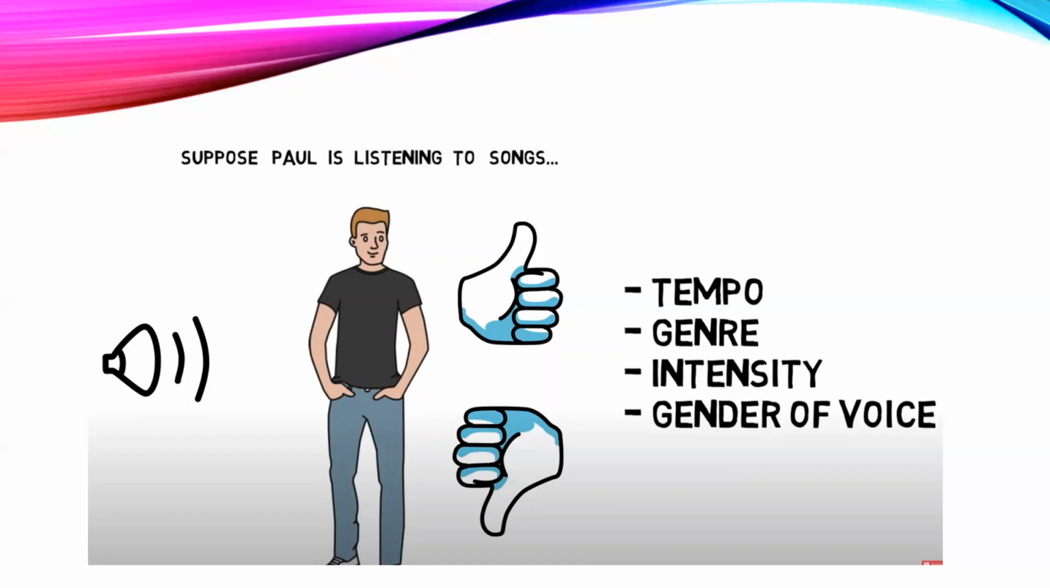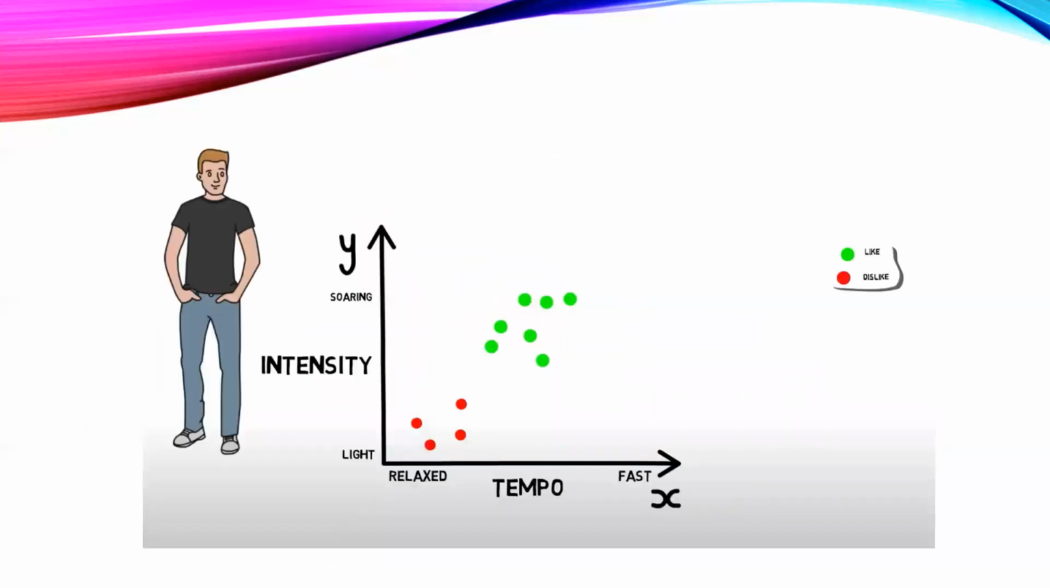So let's draw a graph of what he likes. All these green dots are the likes for the music he listened to. With his experience, most of the fast songs and highly soaring songs, he likes, but he doesn't like light or relaxed songs. So if you put a graph together, all the green dots are his likings, and the red dots are the ones he doesn't like.